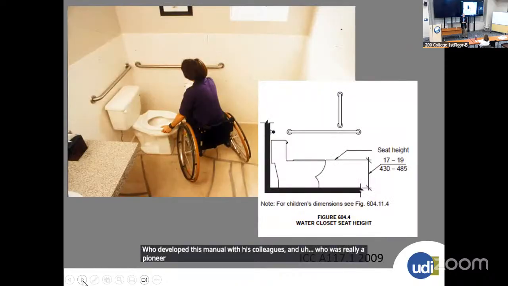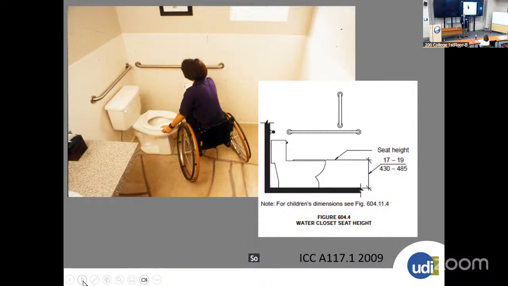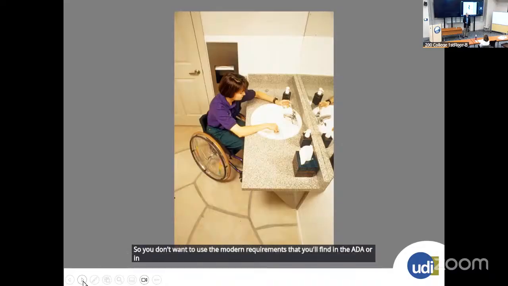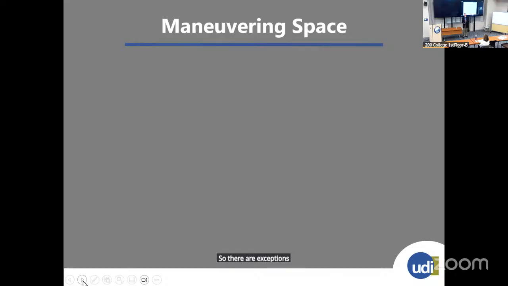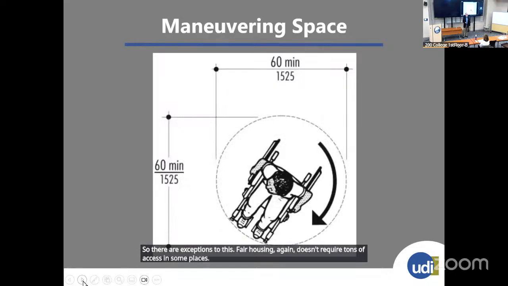And then in terms of restrooms in the public area, so you have to follow the standard restroom stuff. You wouldn't want to be paying attention to what's in the design manual there. Again, the scoping is in there. The technical requirements are a little bit dated. So you don't want to use those; use the modern requirements that you'll find in the ADA or in the state building code for this. So there are exceptions to this. Fair housing, again, doesn't require tons of access in some places, but other code requirements will come in.